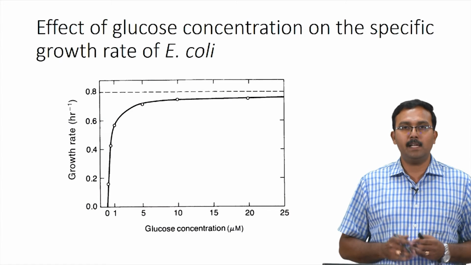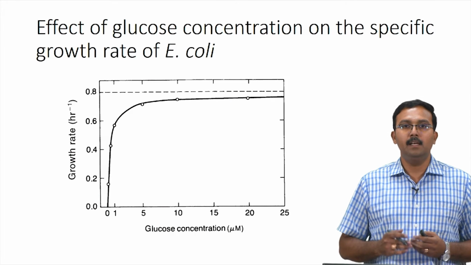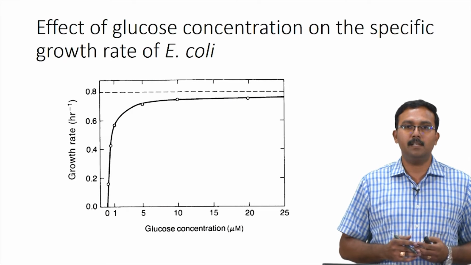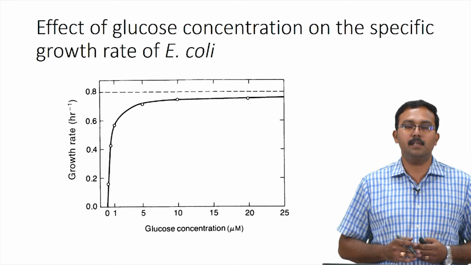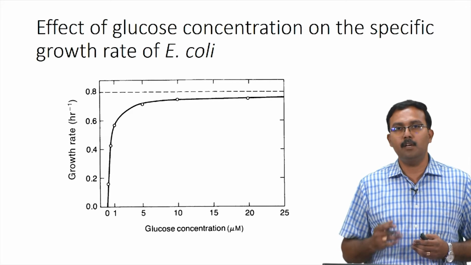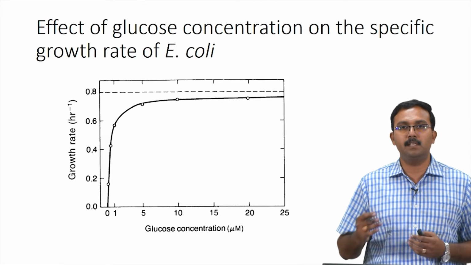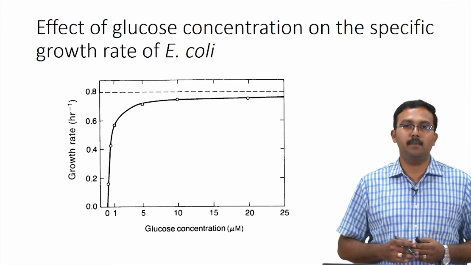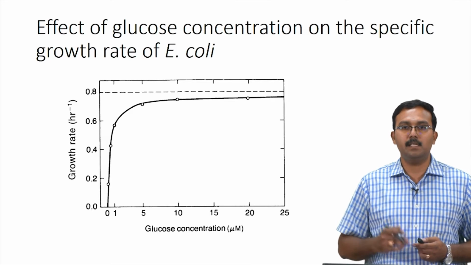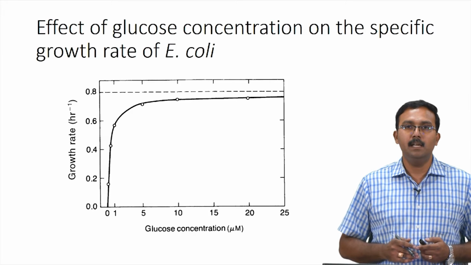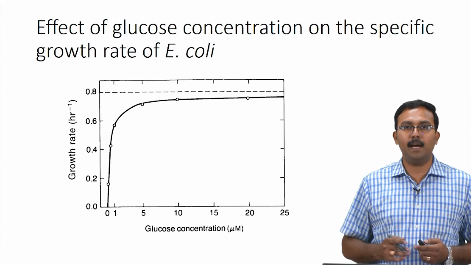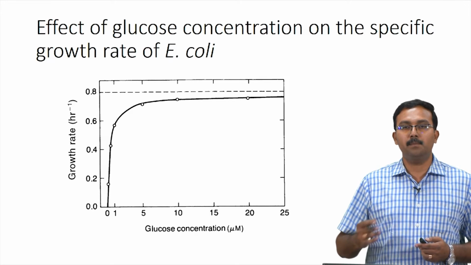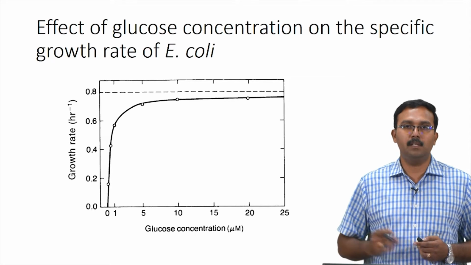So, when you actually culture E. coli with different substrate concentrations and measure the specific growth rate, this is how the graph would look. The specific growth rate versus substrate concentration graph looks very similar to what you would have observed with the V versus S curve for enzyme kinetics. So, this is a saturation kinetics, and as you can see the specific growth rate approaches a maximum value mu max or mu m when the substrate concentration increases beyond a certain point.